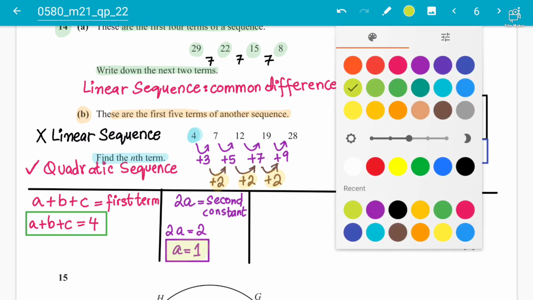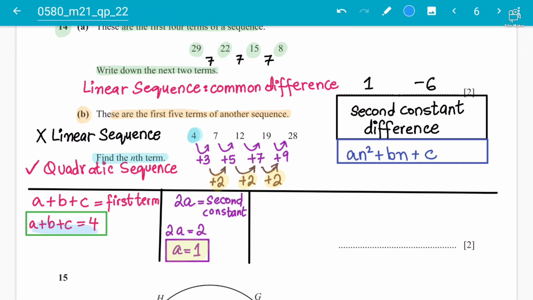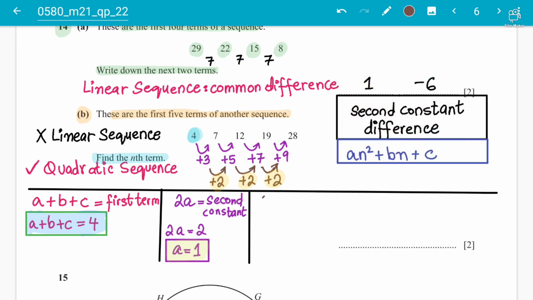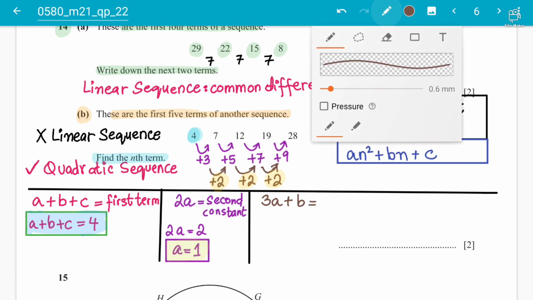This is a formula as well. Similarly, just like we have the formula a plus b plus c is equal to the first term, we have a formula 2a is equal to the second constant difference, from which we find out that the a value is 1. And the last formula will be 3 times a plus b. Okay, 3a plus b is equivalent to the first term difference.